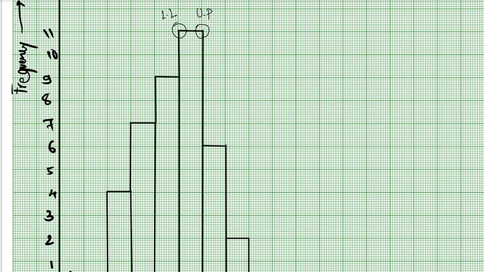From the lower limit, you draw a line to the lower limit of the next class, that is this point. And from the upper limit of the highest tower, you draw one more line to the upper limit of the previous class. So lower limit to the lower limit of the succeeding class, and upper limit to the upper limit of the preceding class, right? So we just have to draw two lines now.